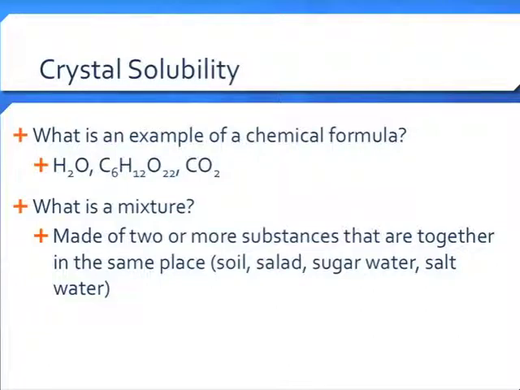What is a mixture? It's made of 2 or more substances that are together in the same place. Soil, salad, sugar water, salt water, MSG water, Epsom salt water, all are examples.